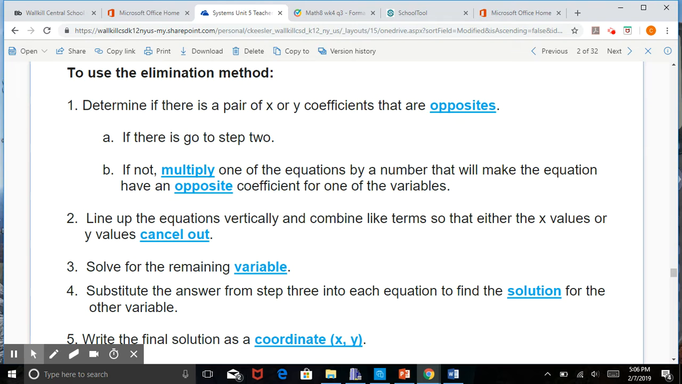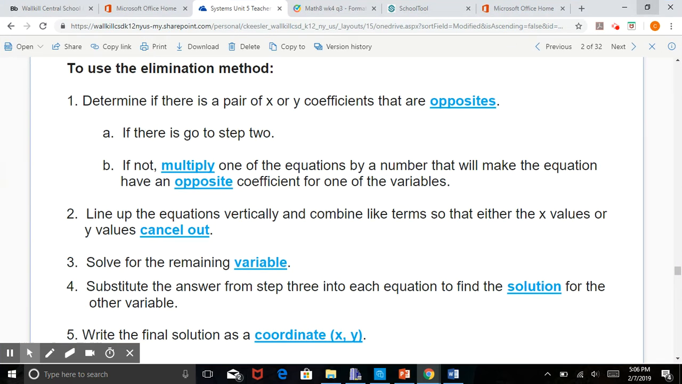Fourth, substitute the answer from step 3 into each equation to find the solution for the other variable. And fifth, write the final solution as a coordinate, x and then y. So this is similar to when we did systems of equations, but we dropped the y's and set them equal to each other. That's called substitution. Now we're going to be getting rid of a variable to solve for one variable. That's called elimination.